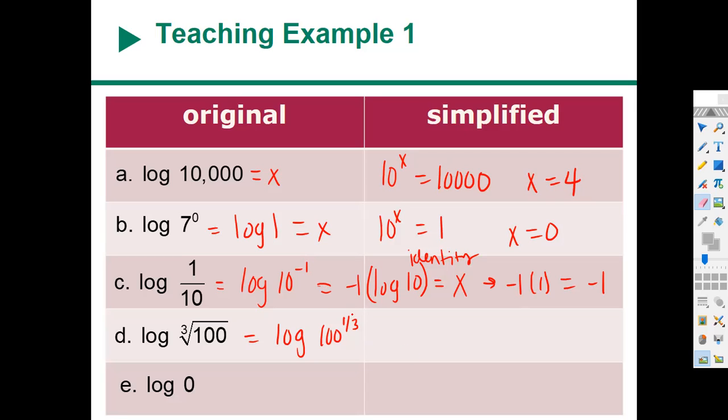All right, so again, when you have the power, it becomes your coefficient. The power becomes your coefficient. And you're left with log of 100.